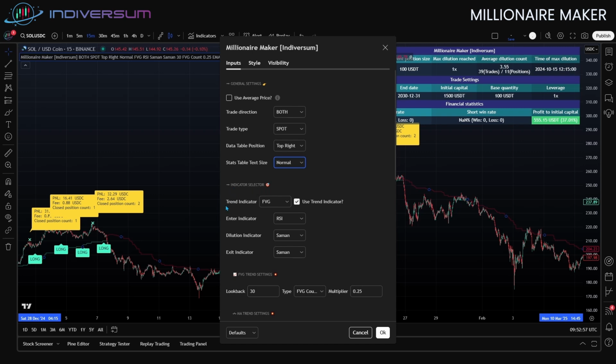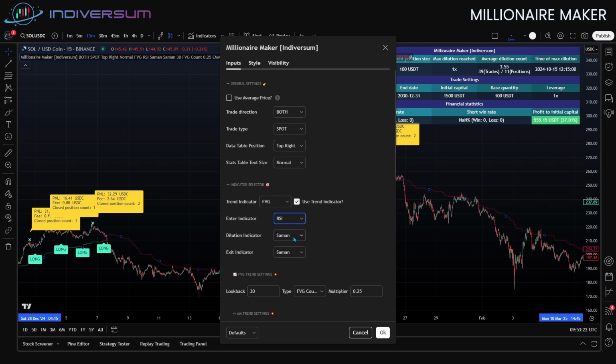The Millionaire Maker Indicator has 4 main components: 1 trend indicator, 2 entry indicator, 3 dilution indicator, 4 exit indicator. Trend indicator. You can choose between FVG or moving average to determine the market trend. Enter indicator. This controls when the indicator signals an entry. You can pick either RSI or Sumon.